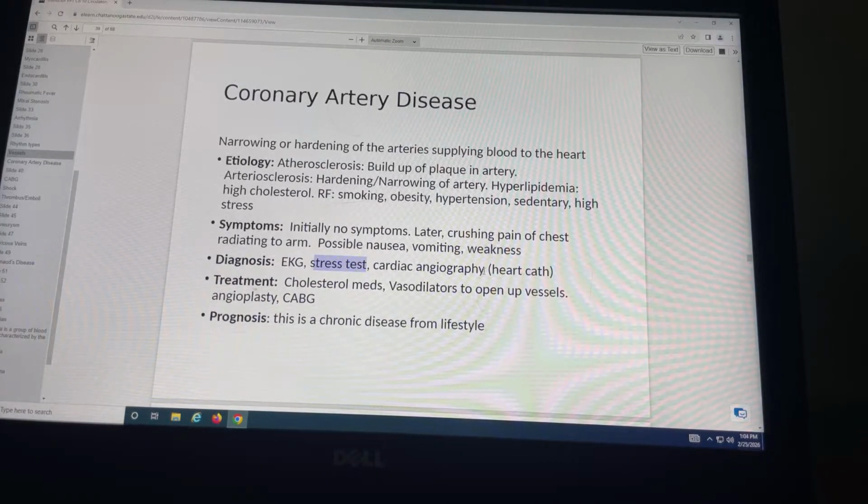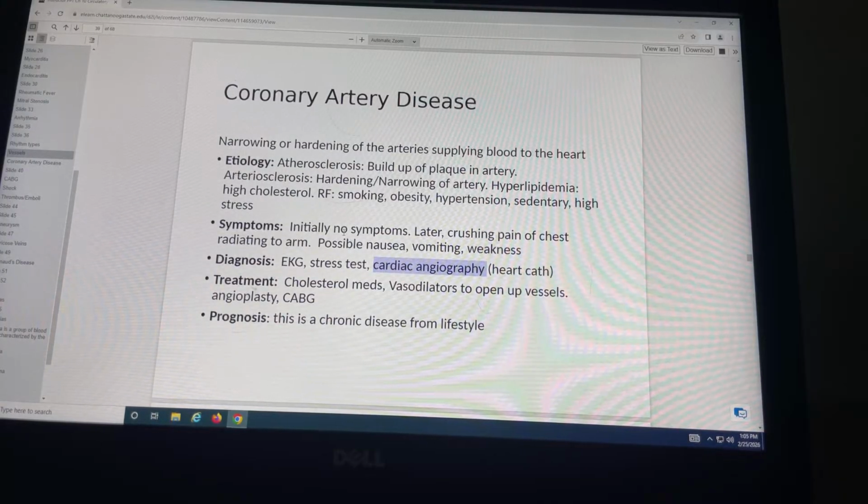And then the cardiac angiography, what's that one? Heart cath. What are they doing? Running a catheter. Yeah, they put that little camera catheter up through your vessels, and they can see if there are areas of blockages, right?